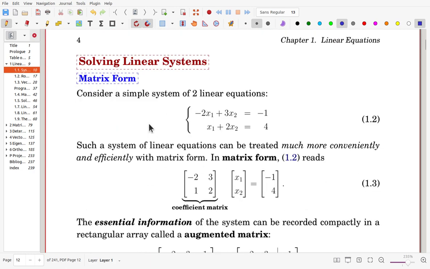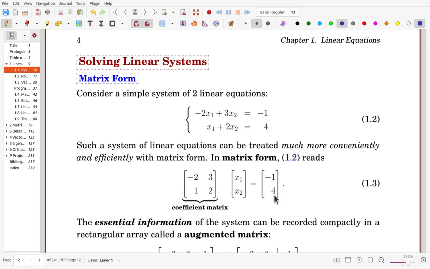Here first we'll try to rewrite the linear system into matrix form. For example, we have two equations, and from this one, we can write this system into this matrix form. Here we collect coefficients of x: -2, 3, 1, and 2. That becomes the coefficient matrix, and x1, x2 the unknowns, and -1, 4 the right side.